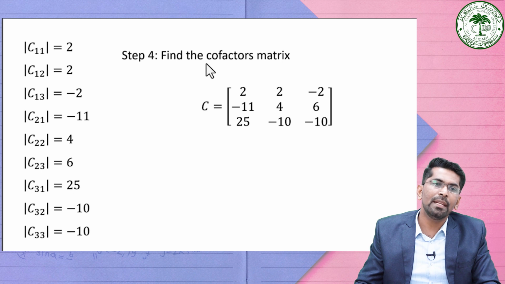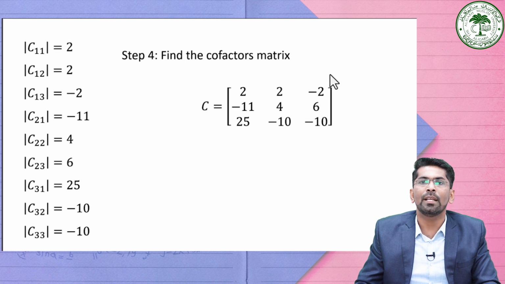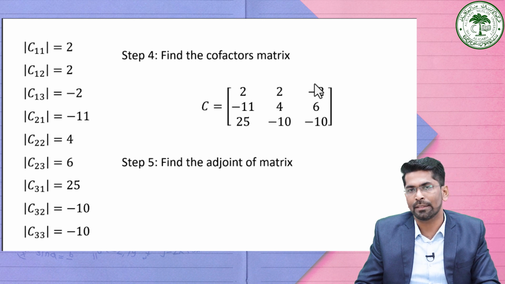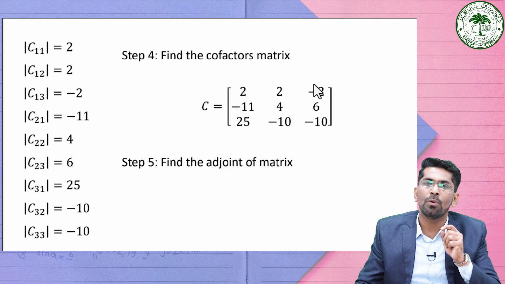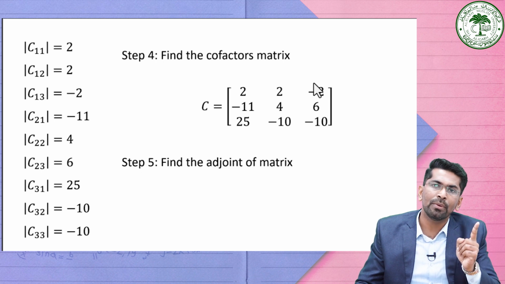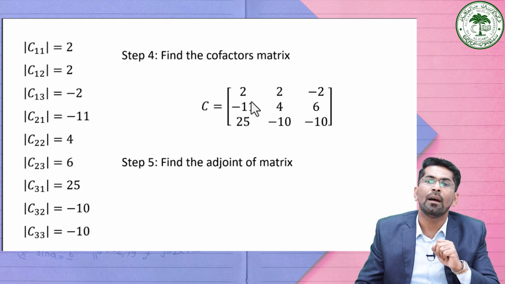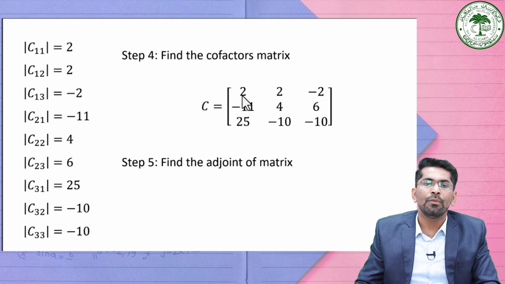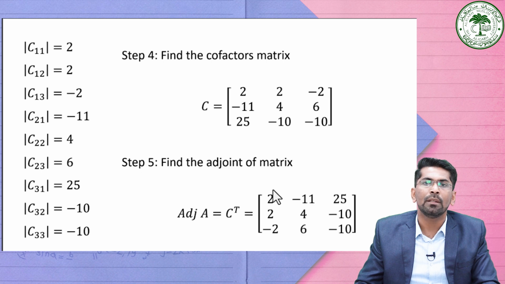See, after finding the cofactors, what is our next step? We have to find the adjoint of a matrix. What is the adjoint of a matrix? If you take the transpose of a cofactor matrix, or we interchange rows into columns and columns into rows, we will get the adjoint matrix. We are going to interchange here, that is rows into columns and columns into rows. So the first row, that is 2, 2, minus 2, will now become the first column, that is 2, 2, minus 2.